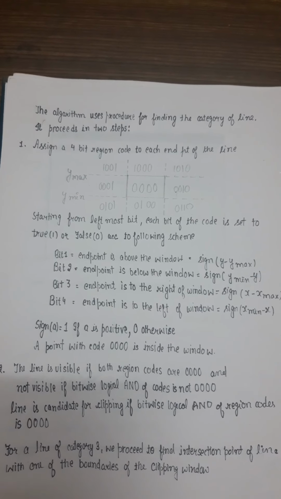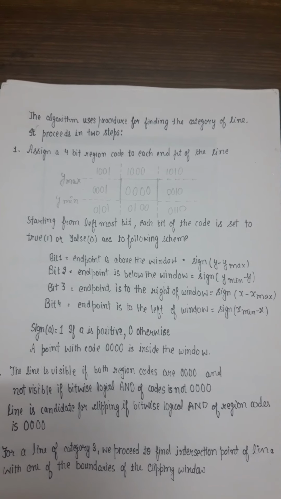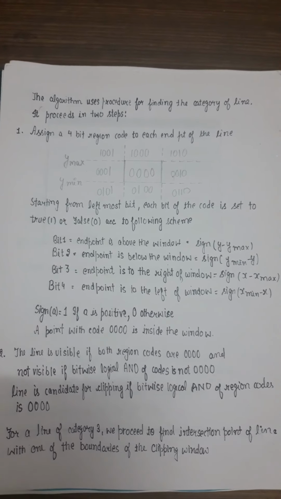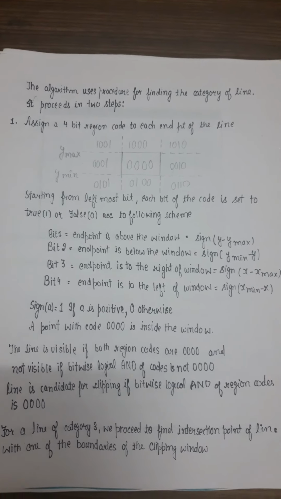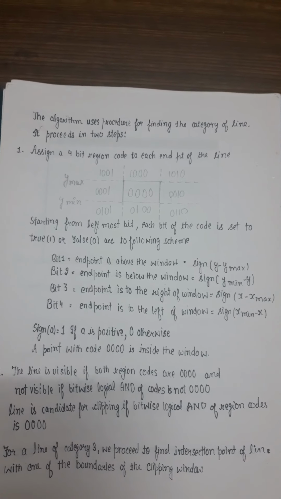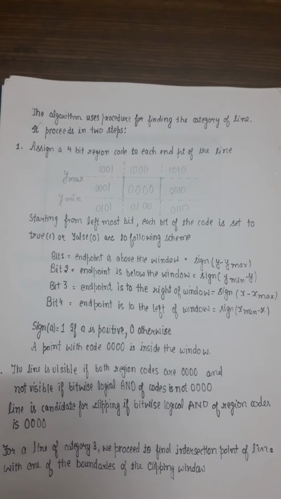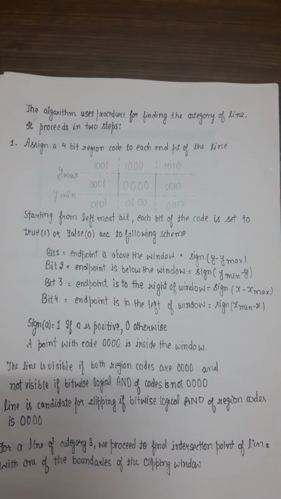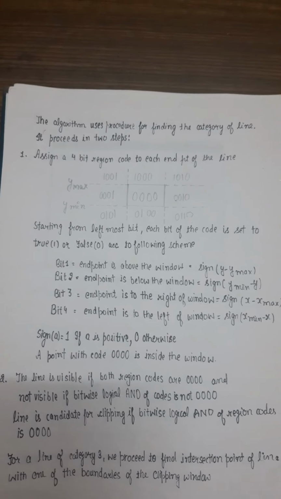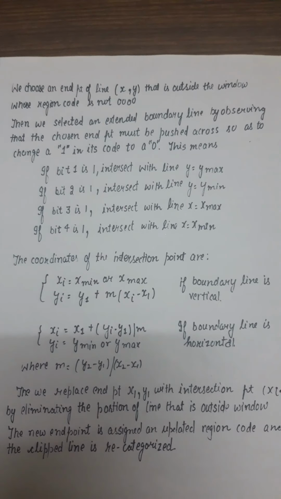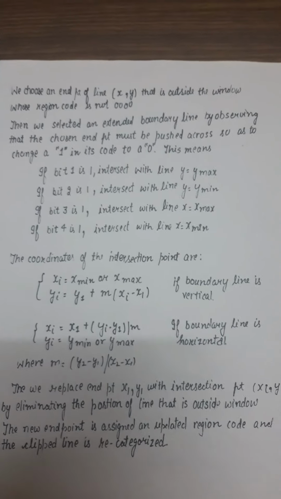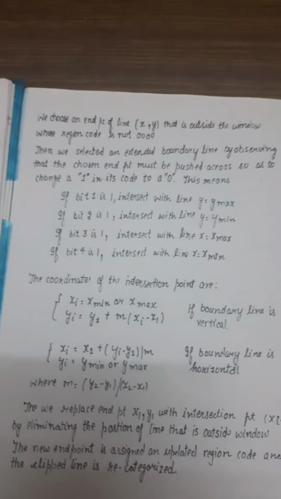And the line is a candidate for clipping if the bitwise logical AND of the region codes of the endpoints of the line is 0000, right? So for a line of category 3, we proceed to find the intersection point of the line, which means we need to find the intersection point of the clipping candidate line with the clipping window, to find out which portion is to be considered and which portion need not be considered. Next, we need to find out which portion of the clipping candidate line should be considered inside and which is to be considered outside, right?